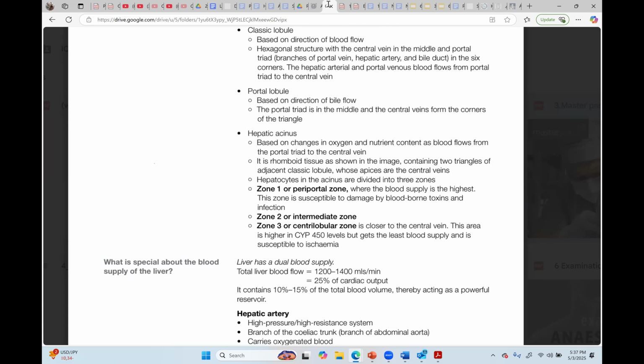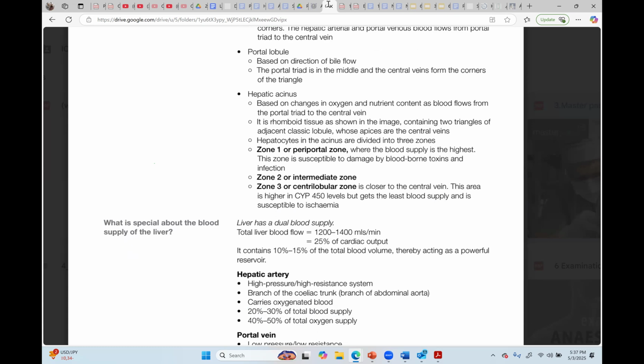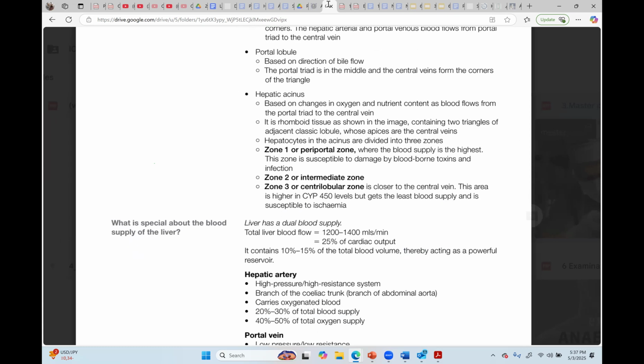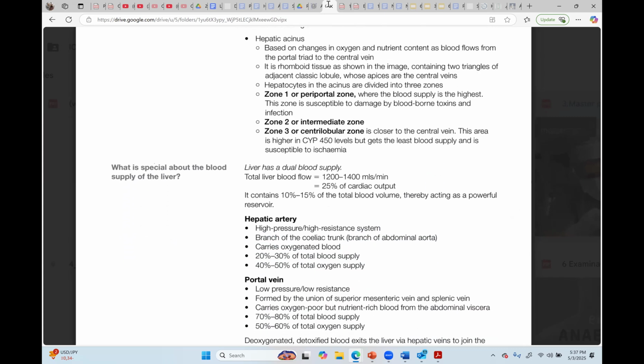Then they can ask you about how much is the liver blood flow. There are two different sources, hepatic artery and portal vein. More blood comes with the portal vein, but because it has less oxygen content, it is carrying about 50-50. That's what I remember. They have written 40 to 50 and 50 to 60, but actually it is around 50-50, with more blood coming from the portal vein.